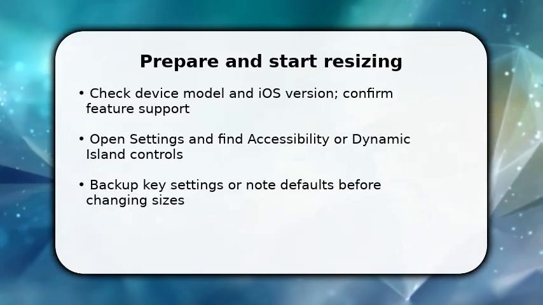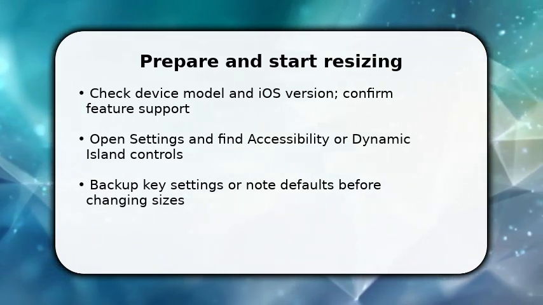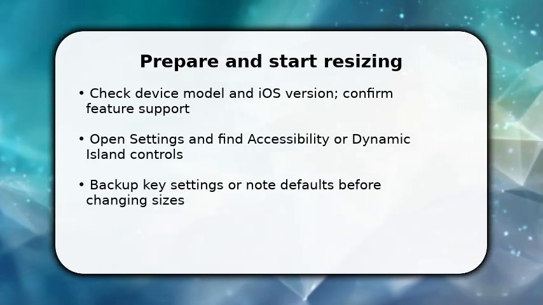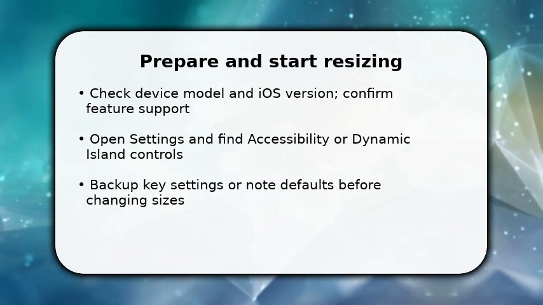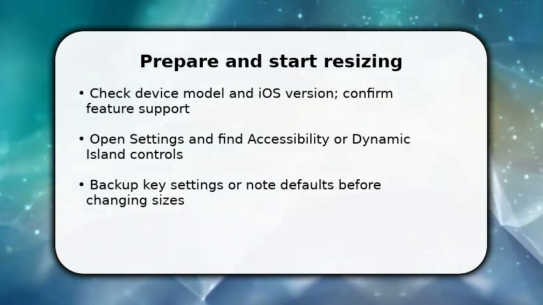You'll begin by confirming support and making a quick backup of your current settings. Open Settings, go to Accessibility or the Dynamic Island section, and locate Size options. Once done, toggle into the Customization area and choose the smallest preset to test. Make sure to note the original value so you can revert if needed.